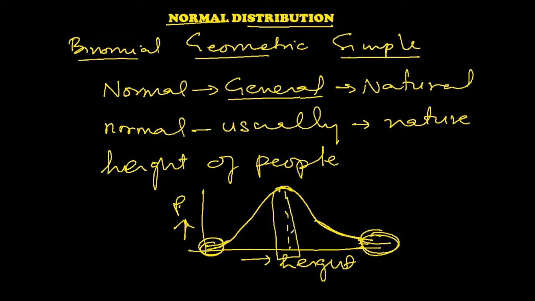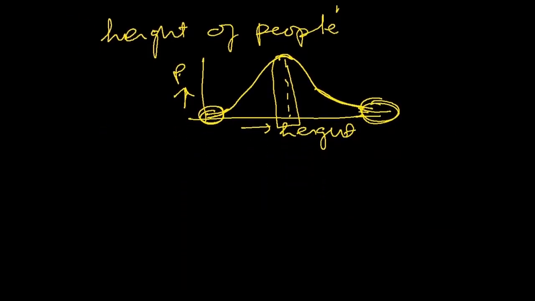This shape of the probability distribution graph is called normal distribution. As I said, the normal distribution is usually natural. It's decided by nature, but in some man-made situations also we can have normal distribution. But there are some man-made situations where we will have a skewed graph.